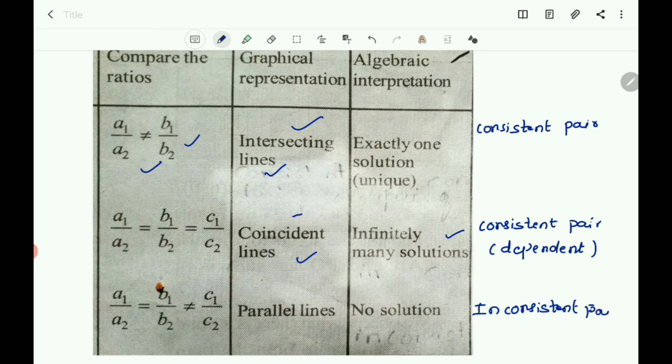In this way, it is very important to answer the multiple choice questions or the 1 mark questions. You must have clear knowledge about A1 by A2, B1 by B2, C1 by C2 and the consistency of the pair of linear equations. So keep it in your mind while answering the 1 mark questions and multiple choice questions.